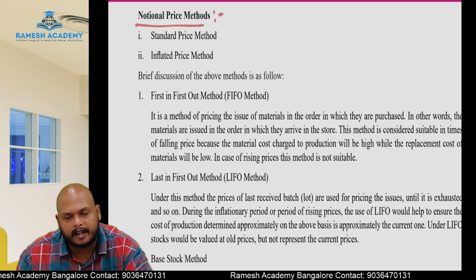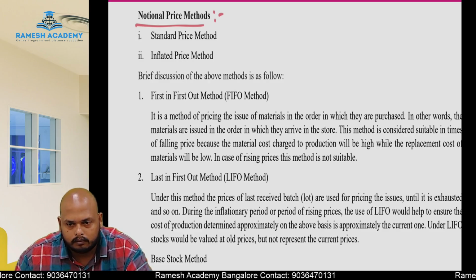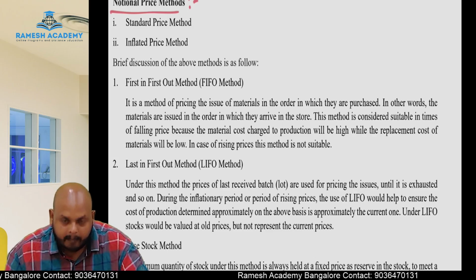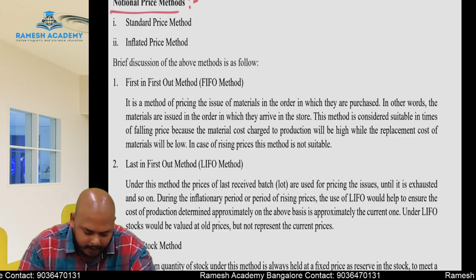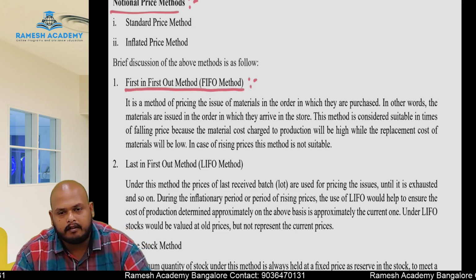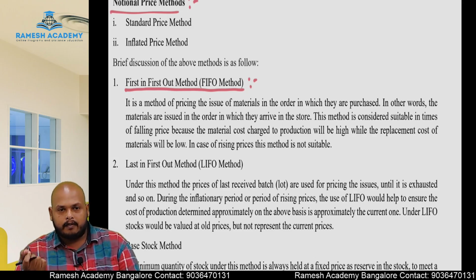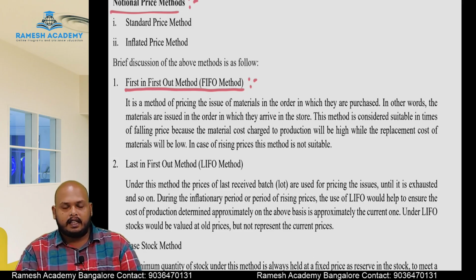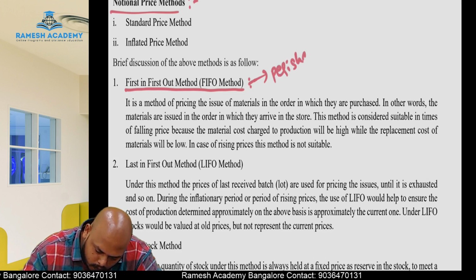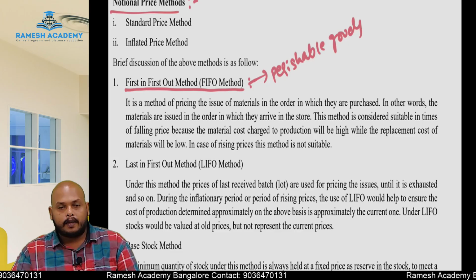Why? Because on all the methods we have questions at CMA Inter level. Let us discuss the methods one by one in brief. The first method we have is first in, first out. What is this method, sir? First in, first out is nothing but whatever raw materials are received first should be issued first. Basically, this first in, first out method is used for perishable goods. Generally, this first in, first out method is followed for which goods?